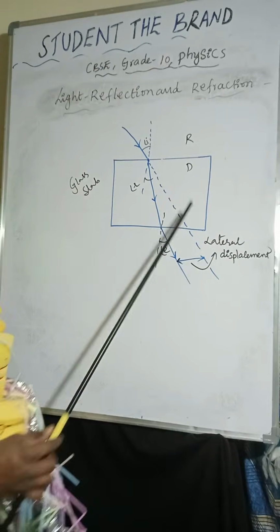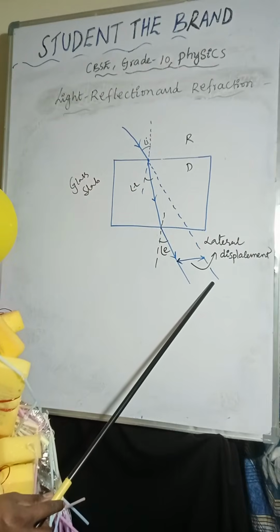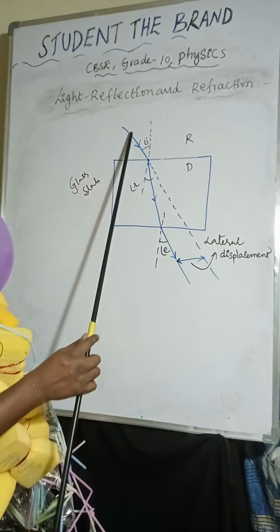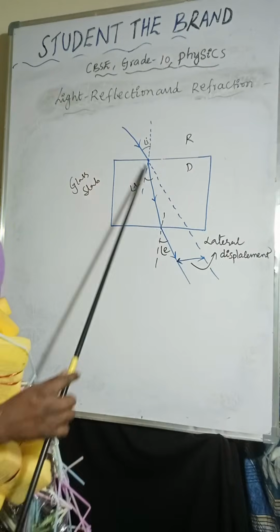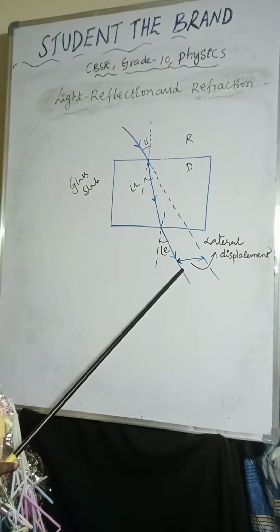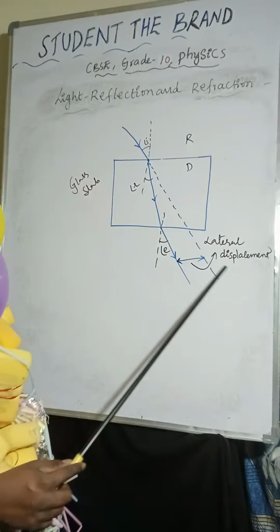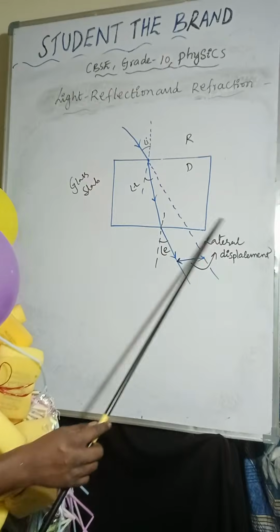Okay. So this dotted line is the initial direction of the incident ray. Whatever we are drawing, this dotted line represents the initial direction of the incident ray. The distance between the emergent ray and the initial direction of the incident ray is called lateral shift. I hope it is very clear.